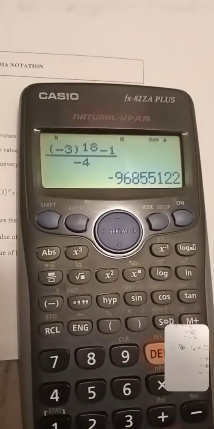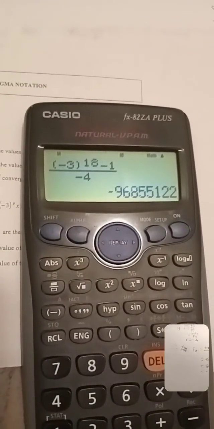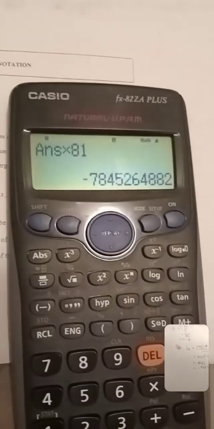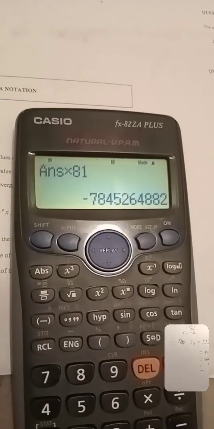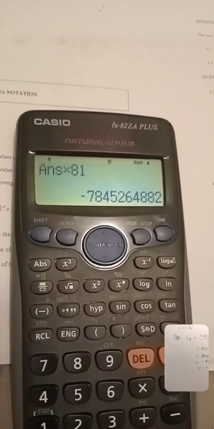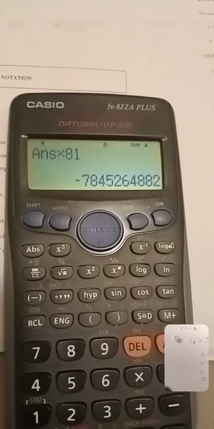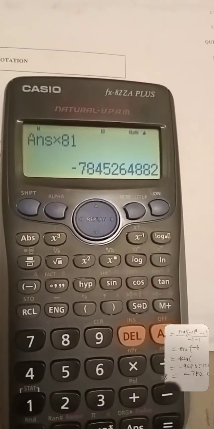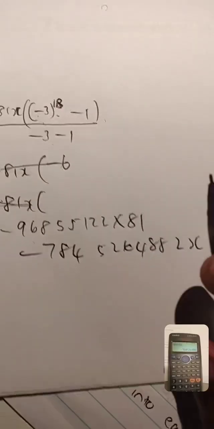96,855,122. That's fine. Then what you do with that, you multiply it by 81. Just multiply that by 81. So you get negative that value, 7845264882, and then x, basically. That is the answer. That's S18. The sum of the first 18 terms would basically give you that.